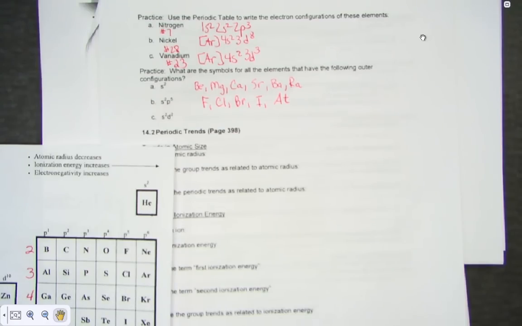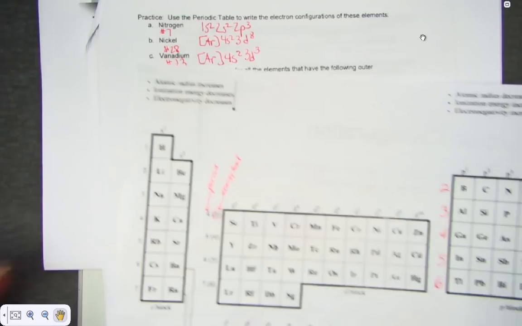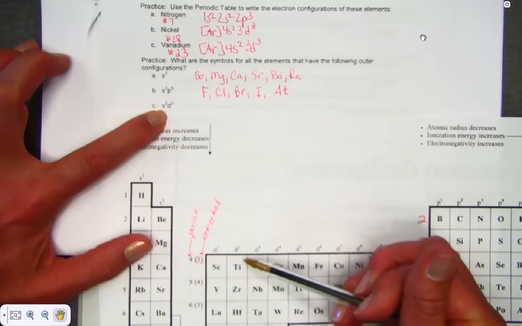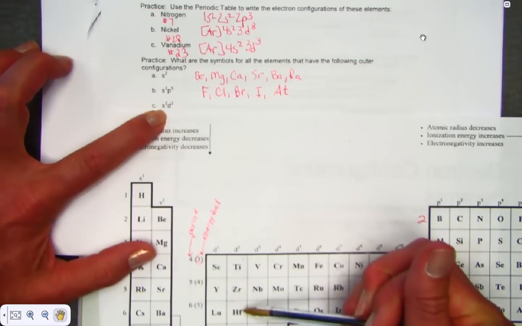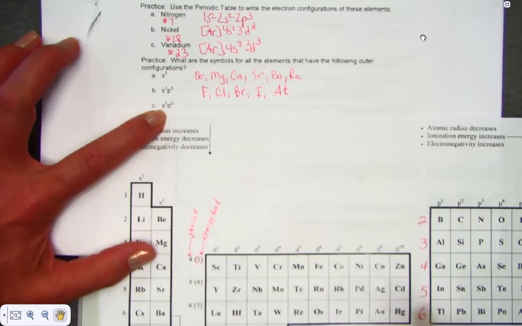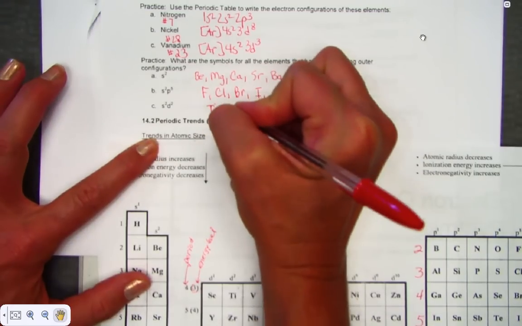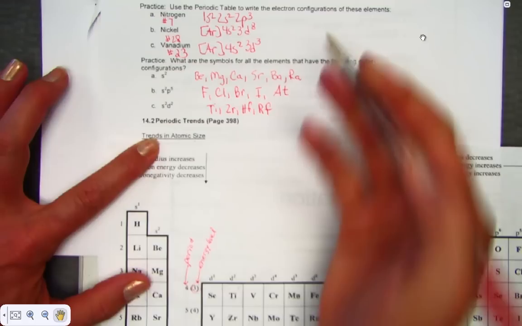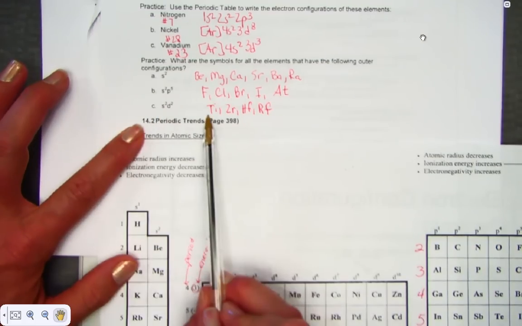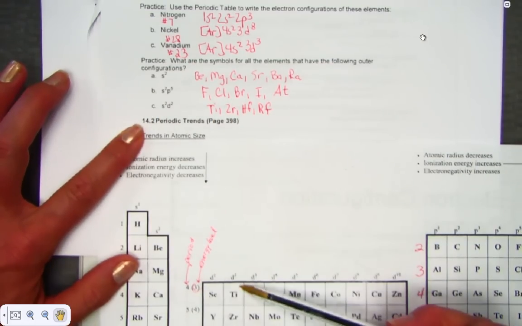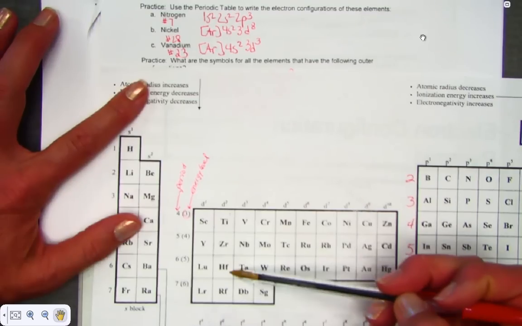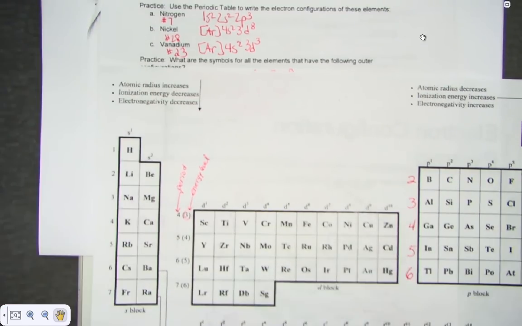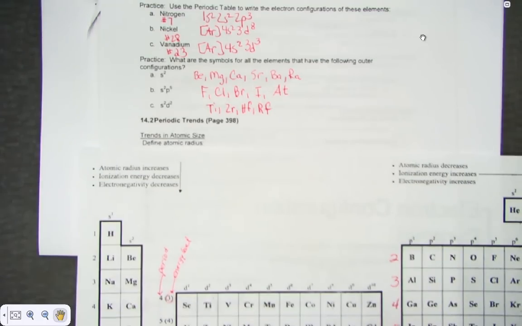S2, P5 configurations. And the letter C, passing through the S sublevel, ending with D2, you get TI, ZR, HF, RF. There's 4 elements that meet that criteria. Passing through the S block and ending in the D2 column, titanium, zirconium, hafnium, and rutherfordium. 4 elements meet that criteria. You should pause your video here.